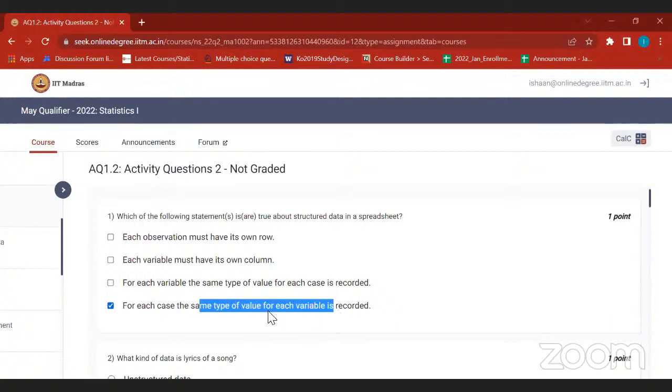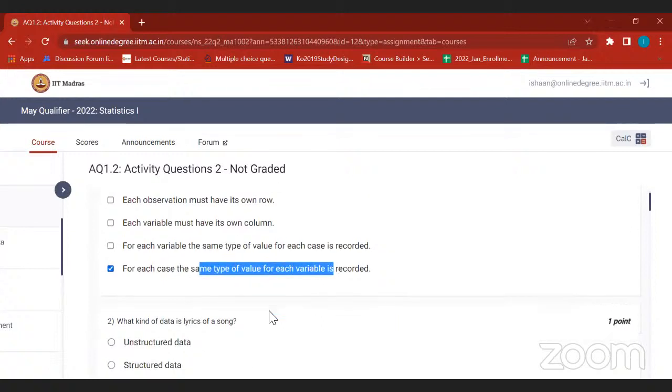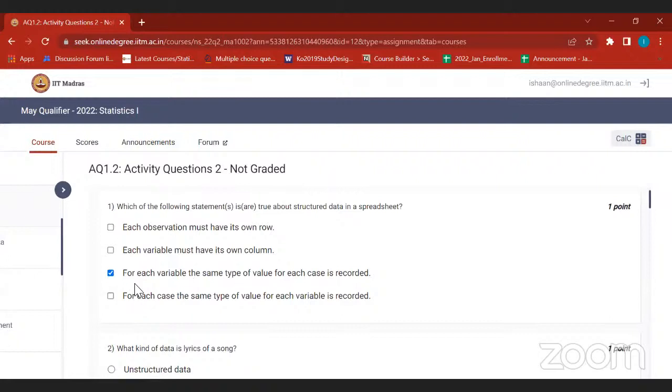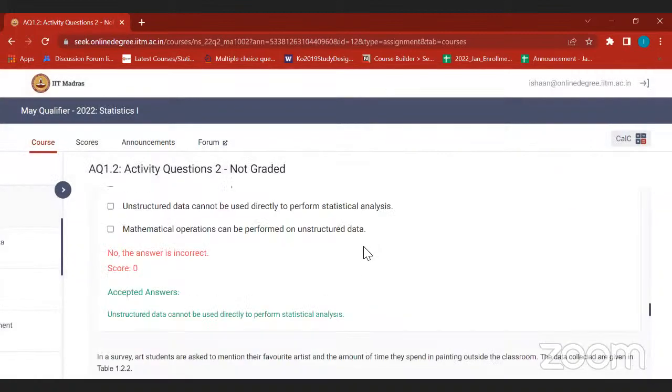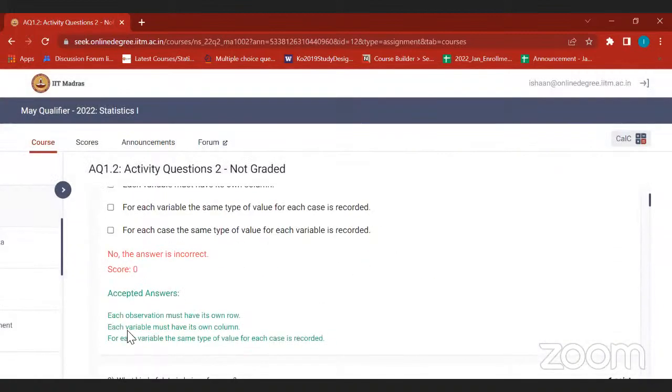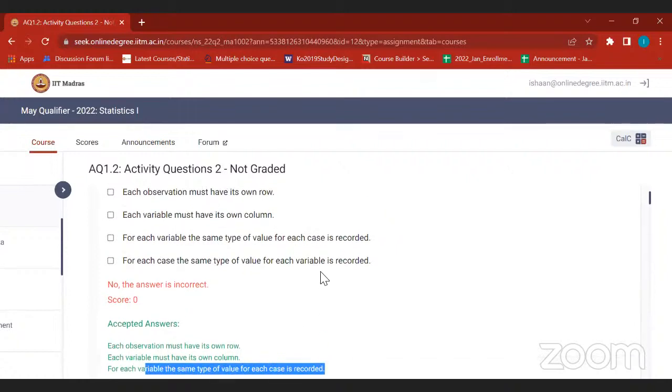Yeah, but this is false then. Yeah, it would be false. Okay. For each case, the same type of value for each variable is recorded. So each case. Okay. Sir, actually it is going column by column, for one case, each variable is recorded. It should be, according to me, for each variable, the same type of value for each case.